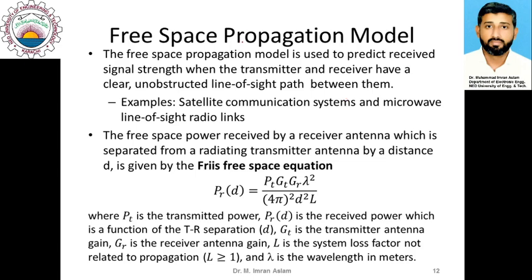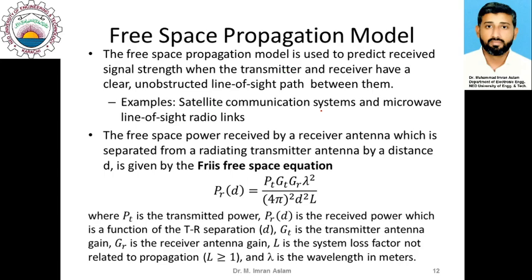Okay, let us start our discussion on free space propagation modeling. Free space propagation modeling means we are focusing on an environment where there is no obstruction. So the transmitter and receiver are placed in an environment where a clear line of sight communication path is available between them, and there are no other objects in the vicinity which can obstruct the communication between transmitter and receiver.